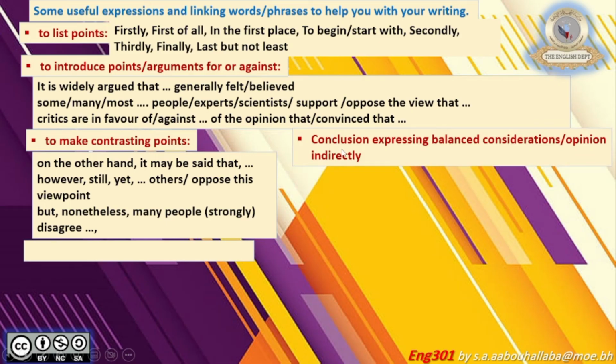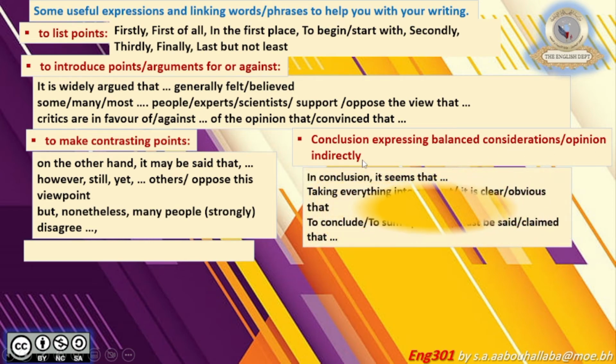In conclusion, you can use these. Conclusion expressing balanced consideration or opinion indirectly. You can use some of these expressions. In conclusion, it seems that, or taking everything into account, which is very good in fact. It is clear or it is obvious that. Whenever you have that slash, it means that you can choose between the expression before it or after it. To conclude or to sum up. It can or it must be said, or it must or it can be claimed, okay, that, and so on.